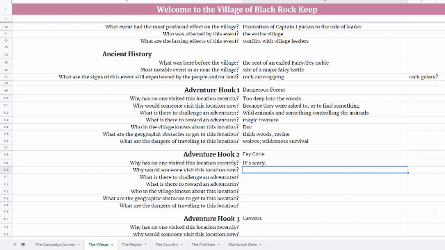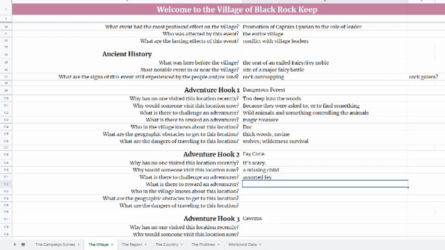So why would somebody visit this location now? I mentioned missing children, and maybe that could be a thing. That's also a great adventure hook. It motivates players well. So we can say a missing child. What is there to challenge an adventure? Well, we're going to have assorted Fae, good and bad Fae there. What is there to reward an adventure? Well, we have the treasure of the Fae.